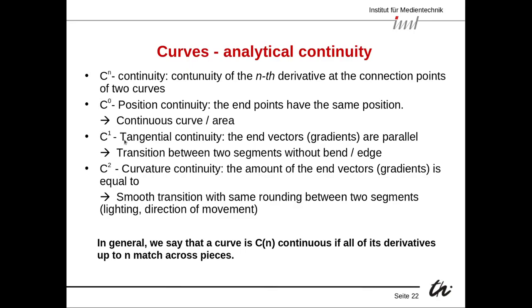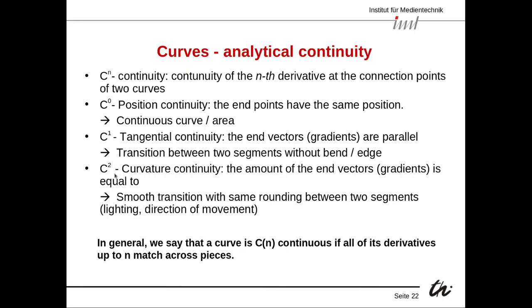Then C1 means tangential continuity. That means the first derivative is continuous, right? The tangents of two curves which meet are pointing in the same direction. So the end vectors, the gradients, are parallel. Transition between two segments without an edge. So otherwise we would have a sharp edge at that point.